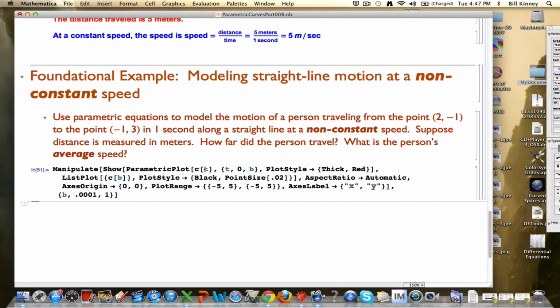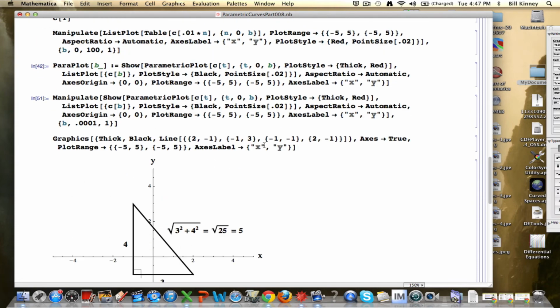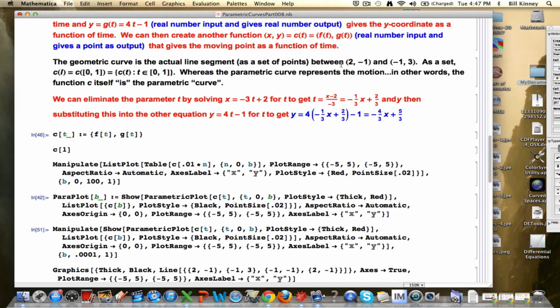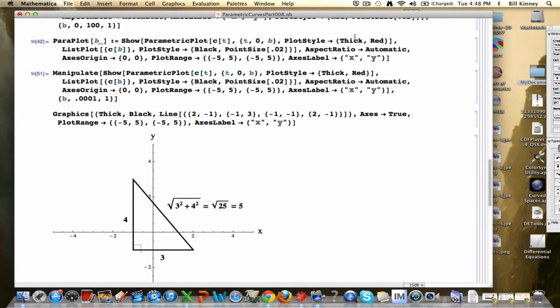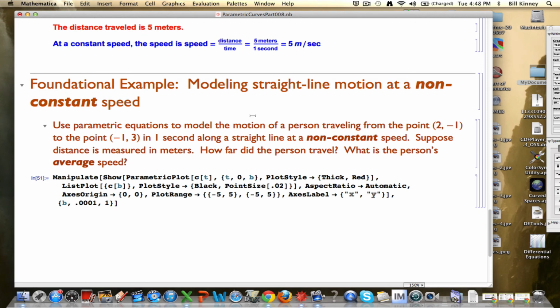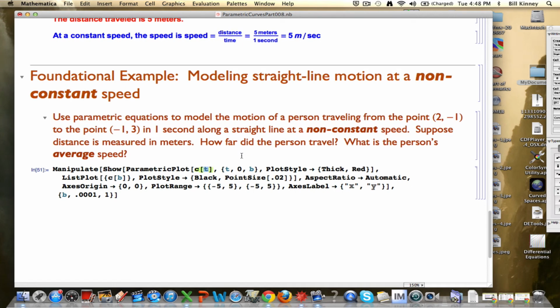What I'm going to do is replace the input for the C function, which effectively also means changing the input for the f and g function, since C of t is a point-valued function whose first coordinate is f of t and whose second coordinate is g of t. I'm going to take that input and change it. Instead of a t, I'm going to have something else.